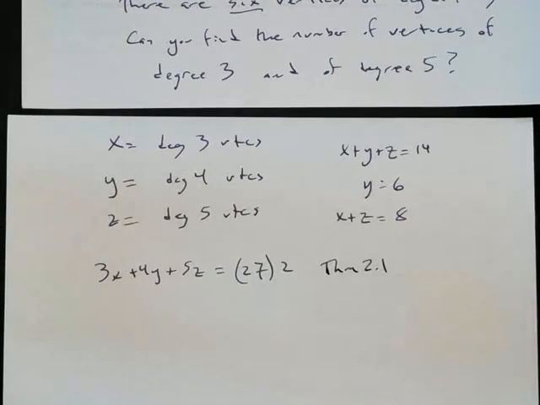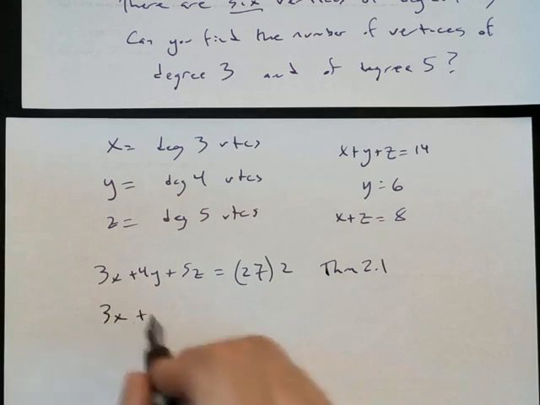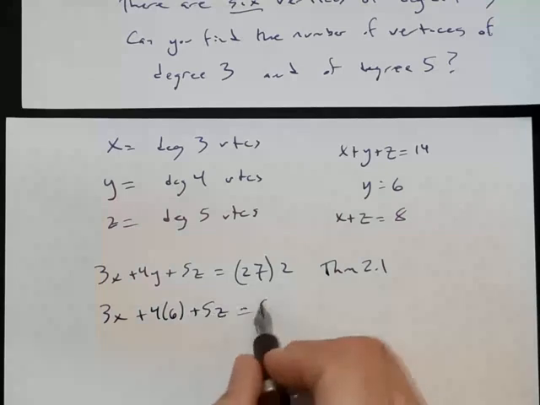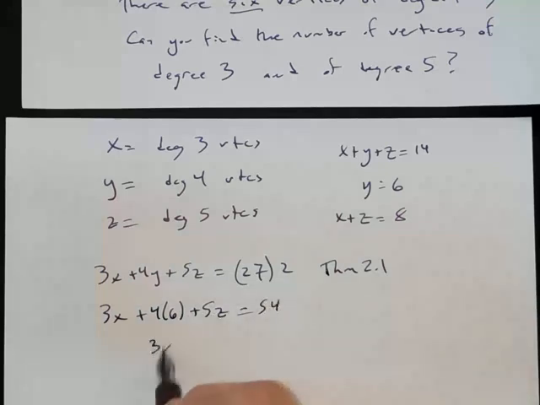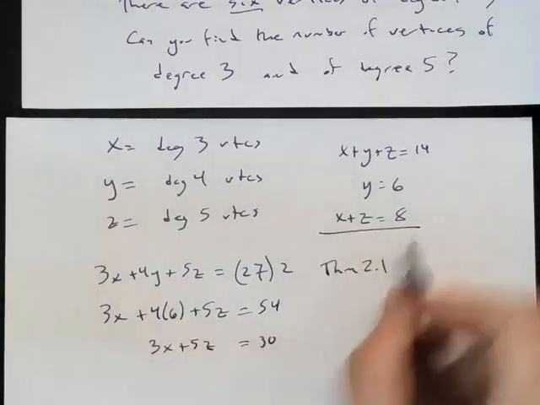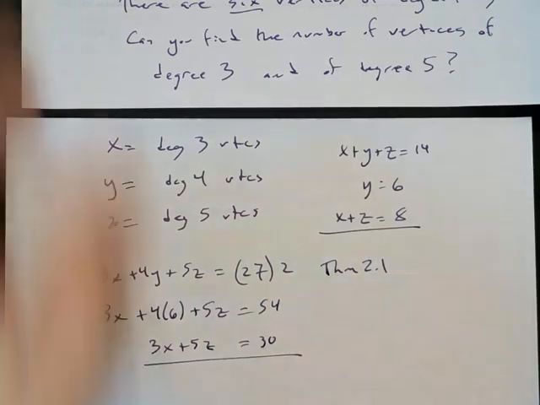So now I have two equations, right? Wait, how can I make this one nicer? I know y equals 6. 3x plus 4 times 6 plus 5z equals 54. That means 3x plus 5z equals 30, since 4 times 6 is 24, subtracted over. Two equations in two variables.